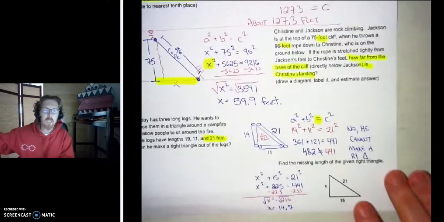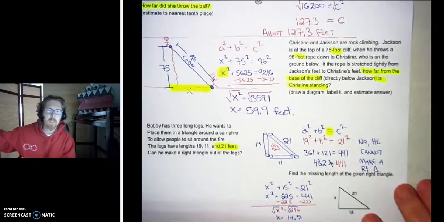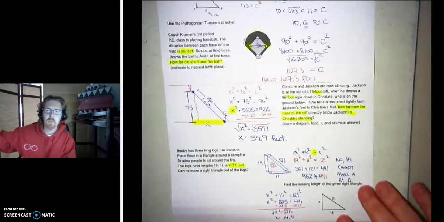So we looked at the Pythagorean theorem, we looked at some applications, and we looked at drawing some diagrams and answering some questions in context.